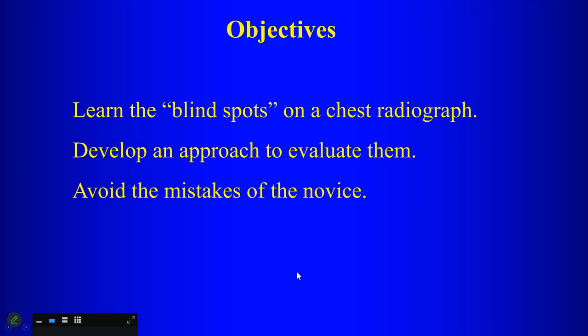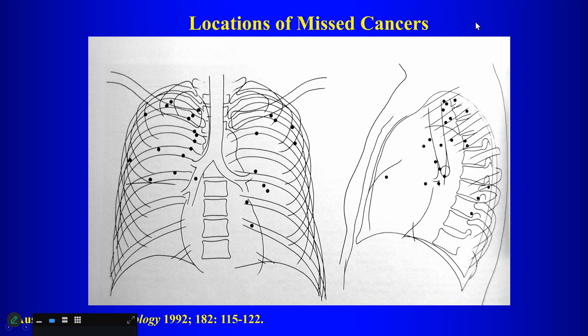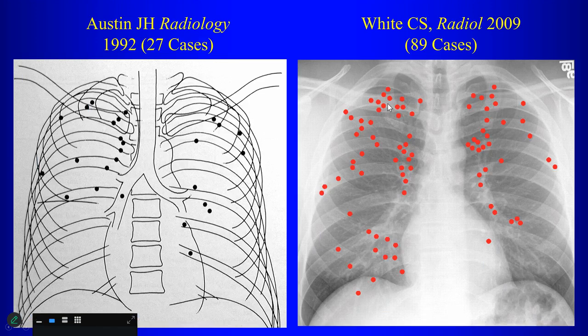So the objectives for this talk is to learn about the blind spots on a chest radiograph, develop an approach to evaluate them and to avoid the mistakes of a novice or the inexperienced when you're looking at chest radiographs. So, locations of missed cancers. A very nice study was done by Austin back in 1992, where he plotted out where all of these cancers were missed on chest radiographs. And this was repeated by Charles White in 2009 with a lot more cases. And so these were all nodules or cancers that were missed.